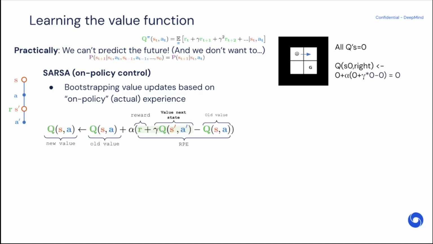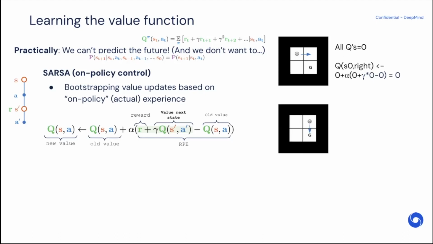Perfect. Exactly. So we start, all Q's are 0. And then when we update this thing, we get a reward of 0. This is the old value. We get a reward of 0. The next state is 0 because all Q's are 0. And the current state is also 0. It's just 0.